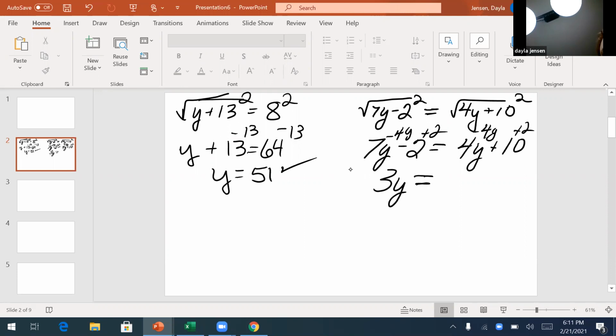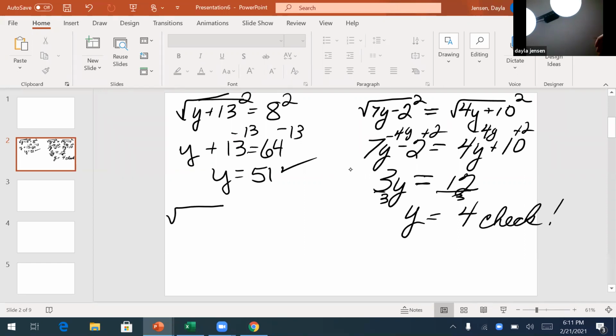3y equals 12. Divide both sides by 3. So y must be 4. And I would probably want to check this in the original equation just to make sure.